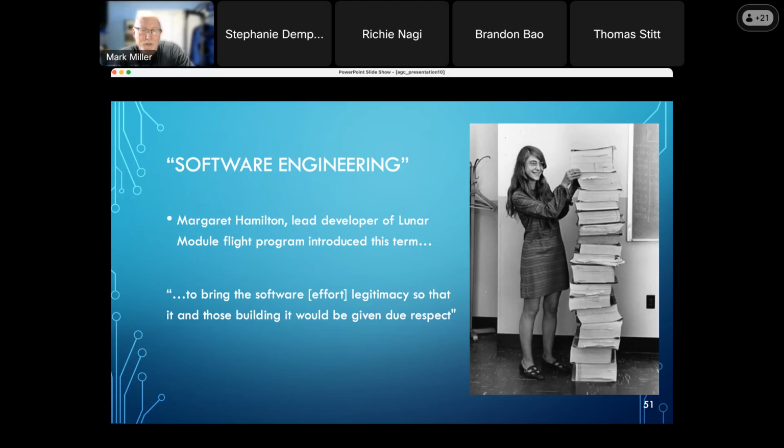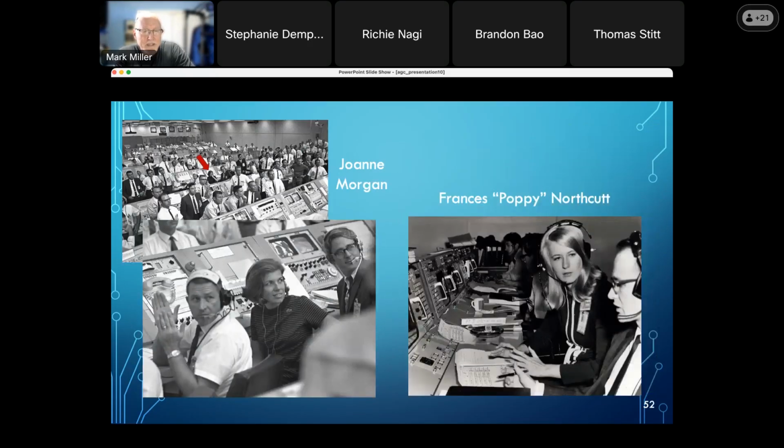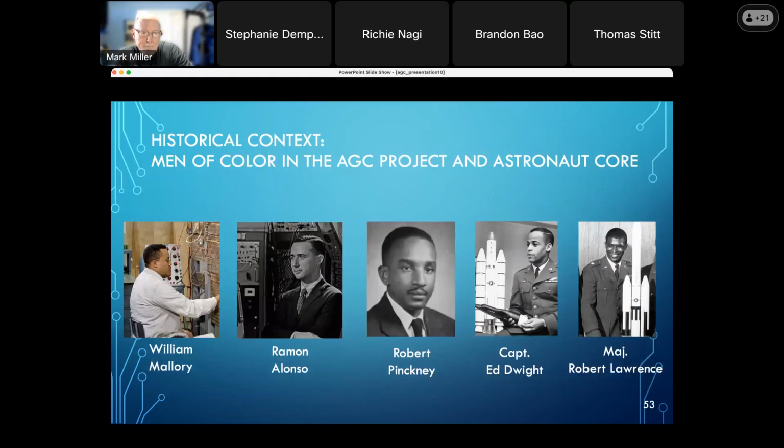And that's a number of different flight programs that she's standing next to there for the different Apollo missions. There was one woman in Saturn Launch Control, her name is Joanne Morgan, there on the left. And then one woman also in Apollo Mission Control, Frances Northcutt. I also learned about a number of men of color in the project as well. William Mallory, there on the far left, was a test engineer who worked on the project through the 60s.